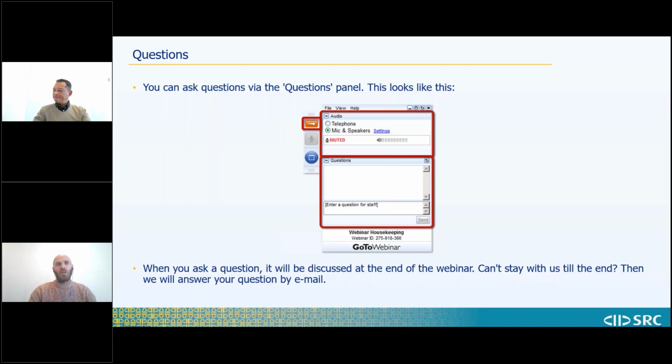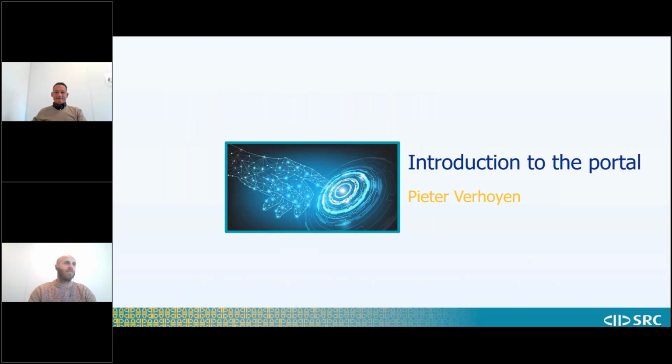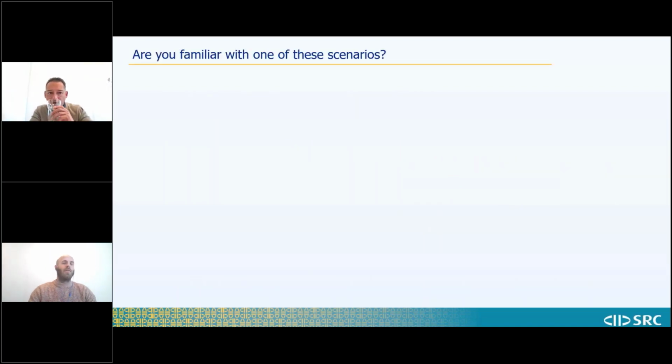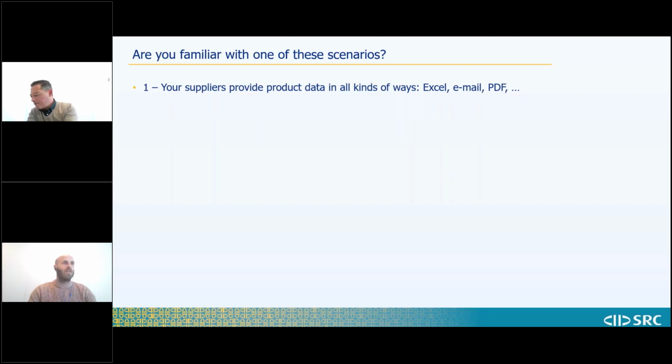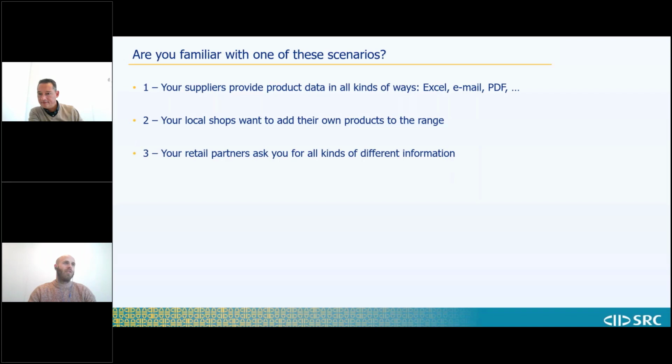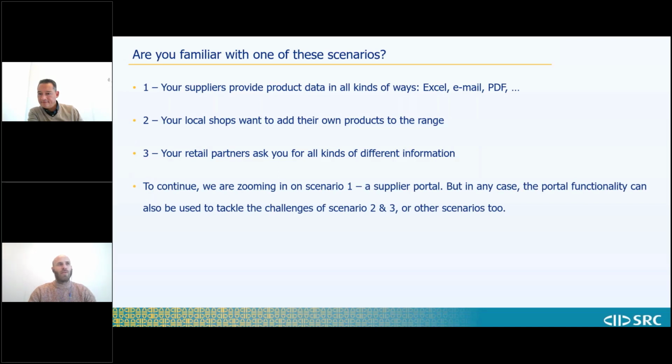So let me introduce you to the portal functionality. Are you familiar with one of these scenarios? Your suppliers provide product data in all kinds of ways: Excel, email, PDF, Word, GS1, you name it. You have local shops and they want to add their own products to the range, local products, for example. Or you have retail partners and they ask you for all kinds of different information. To continue in this webinar, we are zooming in on scenario 1, the supplier portal. But you have to know in any case, the portal functionality can also be used to tackle the challenges of scenario 2, 3, or even other scenarios. There's really a lot you can do with the portal.